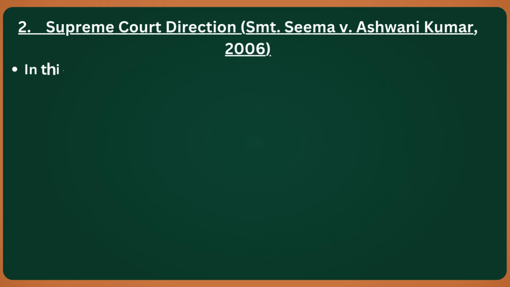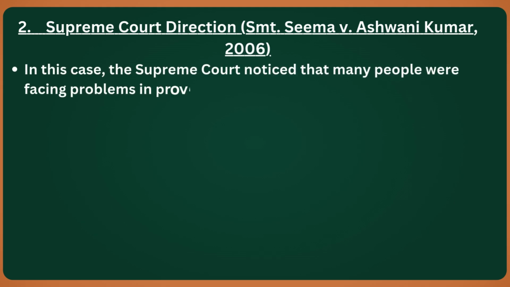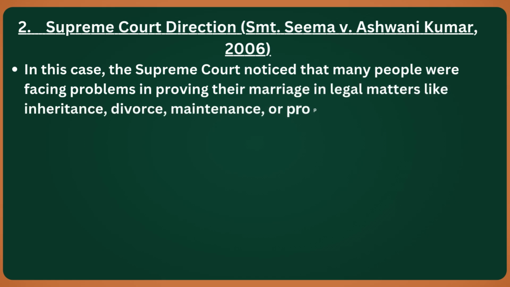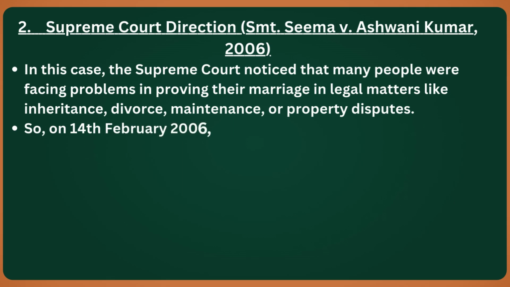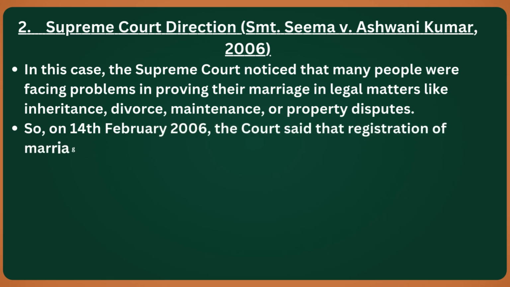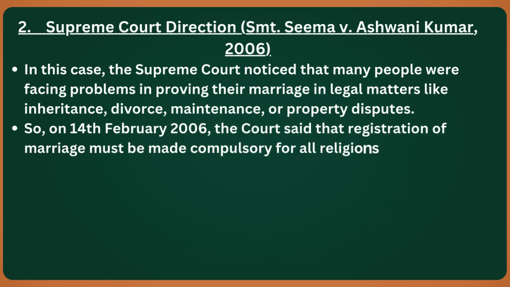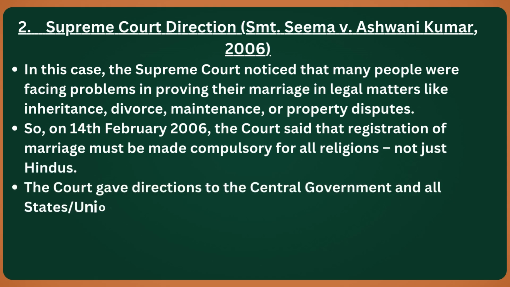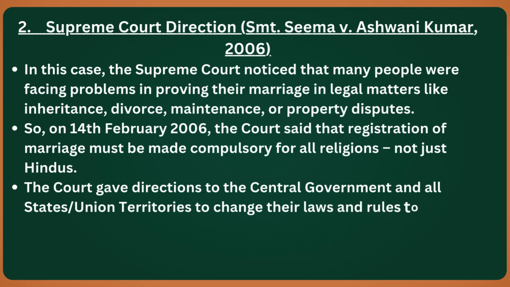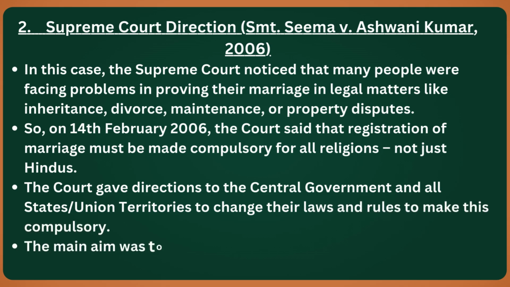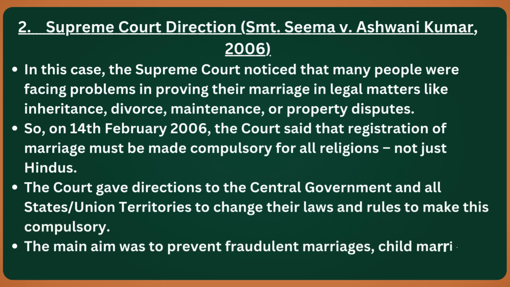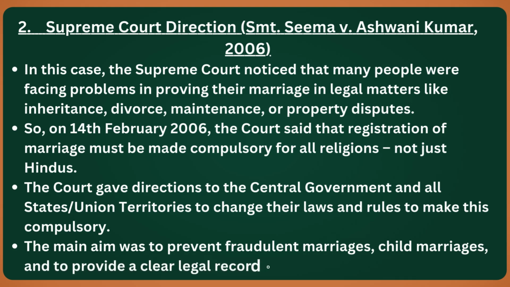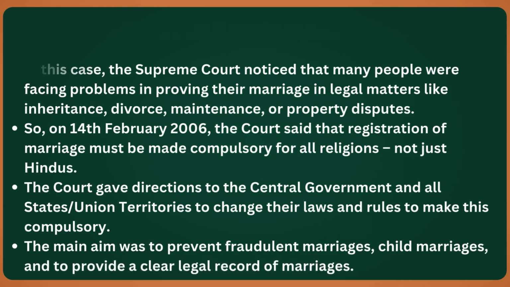Next, let's see the Supreme Court direction in Seema vs. Ashwani Kumar case, 2006. In this case, the Supreme Court noticed that many people were facing problems in proving their marriage in legal matters like inheritance, divorce, maintenance, or property disputes. So, on the 14th of February 2006, the court said that registration of marriage must be made compulsory for all religions, not just Hindus. The court gave directions to the central government and all states and union territories to change their laws and rules to make this compulsory. The main aim was to prevent fraudulent marriages and child marriages, and to provide a clear legal record of marriages.